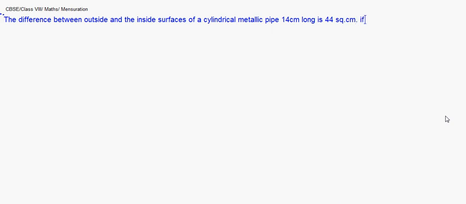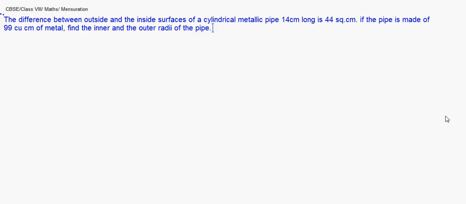Now if the pipe is made of 99 cubic centimeter of metal, we have to find the inner and the outer radii of the pipe. Radii of the pipe, right?